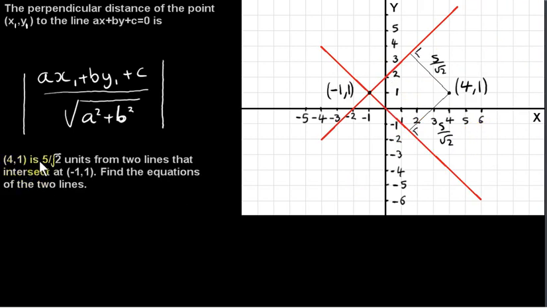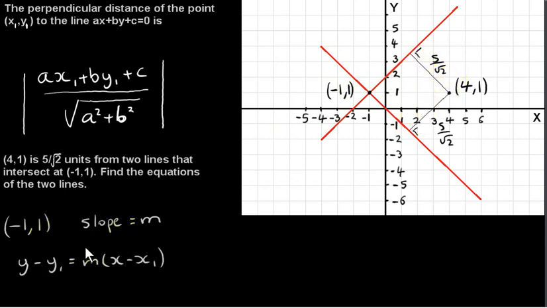The point 4,1 is 5 over root 2 units from two lines that intersect at the point minus 1, 1. Find the equations of the two lines. So here's the point 4,1. Its perpendicular distance to the two lines that intersect at minus 1, 1 is 5 over root 2. Now we have to work backwards here. We know the perpendicular distance, but we don't know the equation of the line.